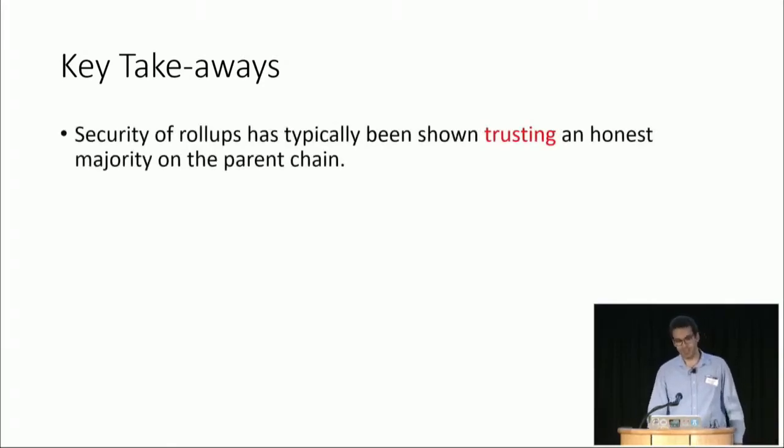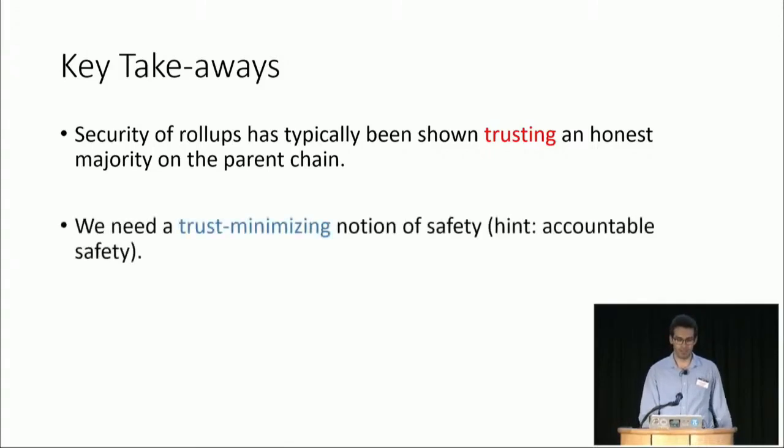So the first key takeaway is that security of rollups has typically been shown relying on some trust assumptions, such as an honest majority on the parent chain of the rollup. However, in this talk, I would like to get rid of these trust assumptions and attain a trust minimizing notion of safety. Now, trust minimizing means different things to different people, but here what I mean is accountable safety, and I will subsequently define this and define how it applies to rollups.